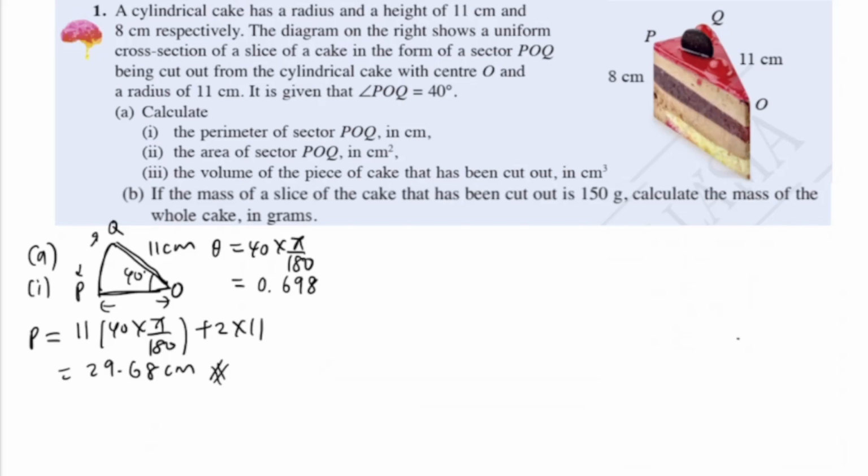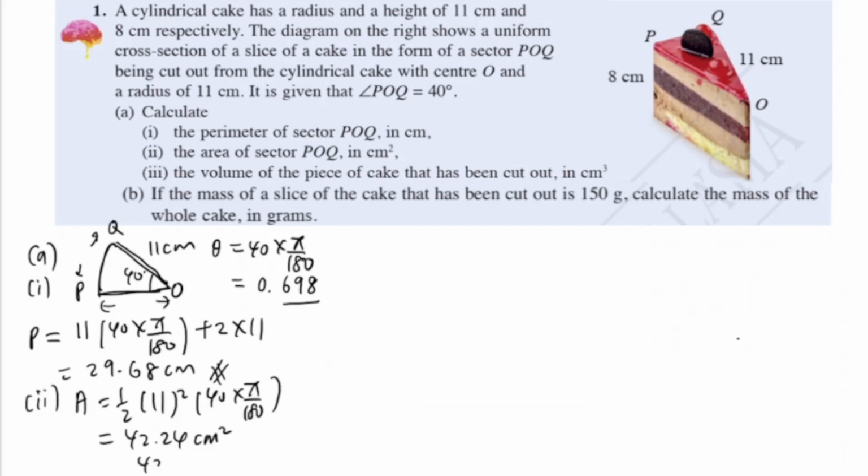Okay, so let's move on to part B, area of sector. If you use area of sector as half r squared, 11 squared, theta is 40 times pi over 180, I would get 42.24. But if you use 0.698, you will get 42.23. This is from the textbook, the answer given at the back.